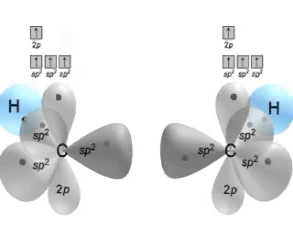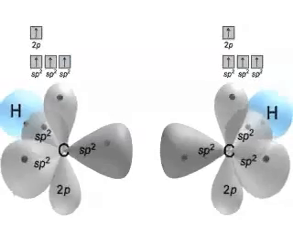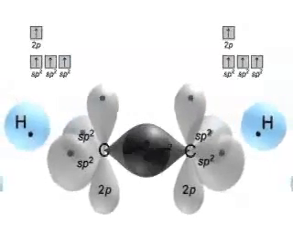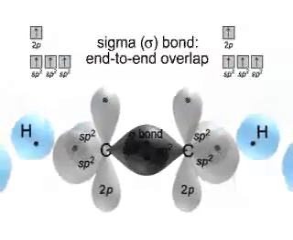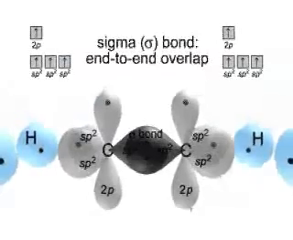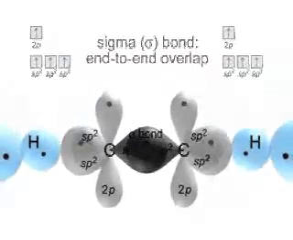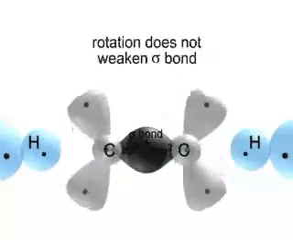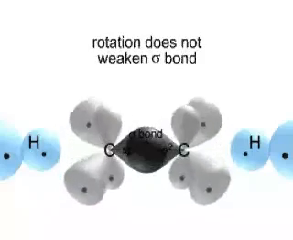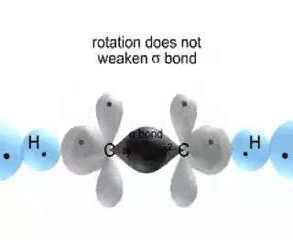The two sp2 orbitals facing each other overlap end to end. The bond they form is called a sigma bond. It is symmetrical along an imaginary line between the nuclei and is not weakened by the rotation of one atom with respect to the other.